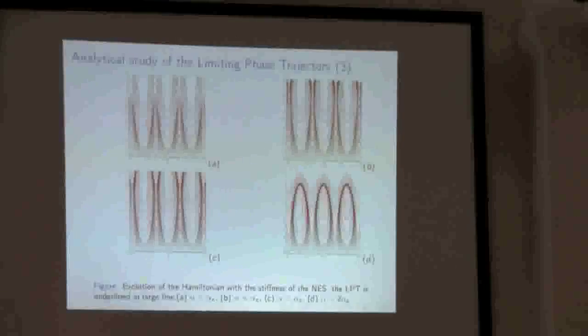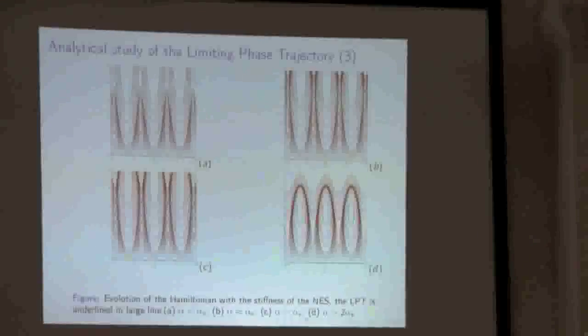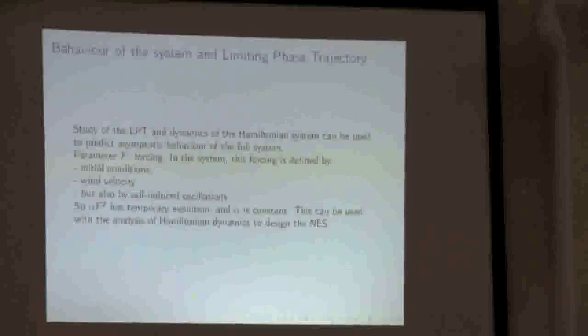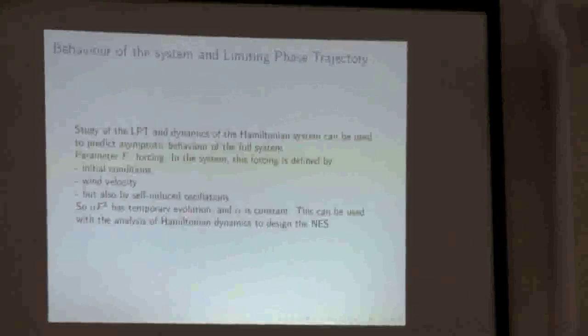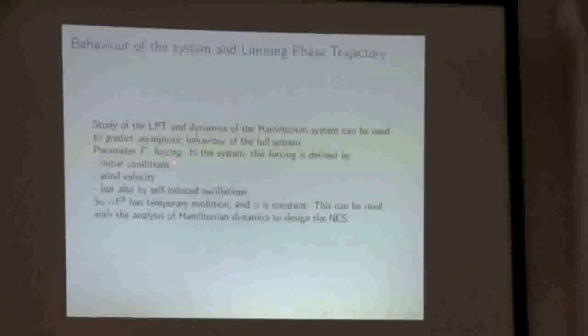And it is a similar description for the other cases. Here it corresponds to alpha greater than 2 alpha critical. You have nothing new. But the study of these limiting phase trajectories and the dynamics of the Hamiltonian can be used to predict the asymptotic behavior of a system, because it depends on parameter capital F. And something interesting is the physical meaning of this parameter. It depends on initial conditions, but for the bridge it depends also on wind velocity, and on self-induced oscillations.